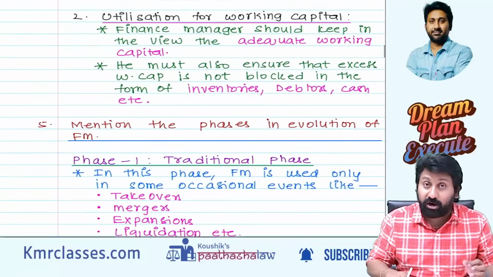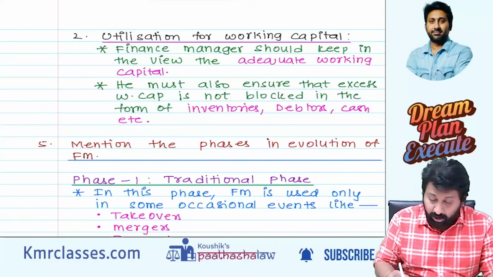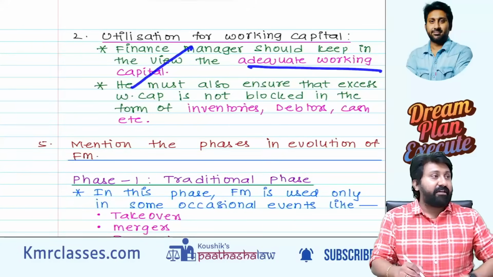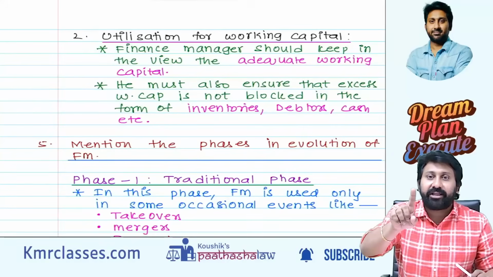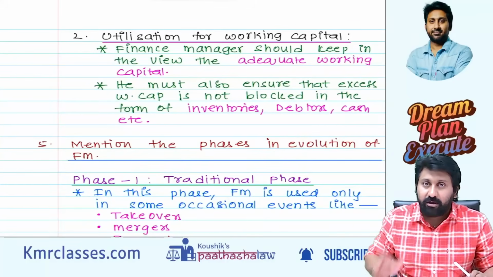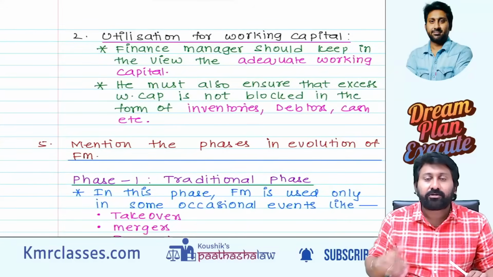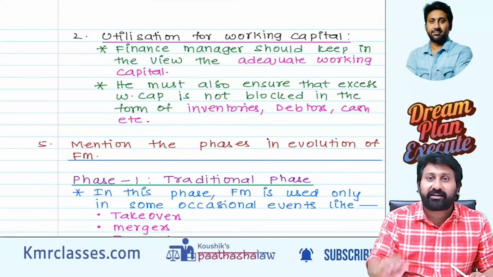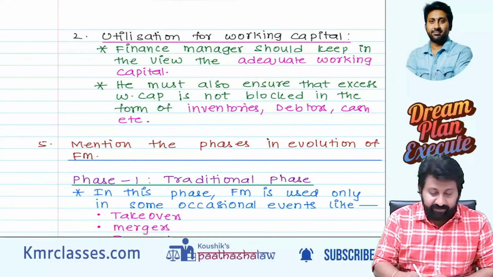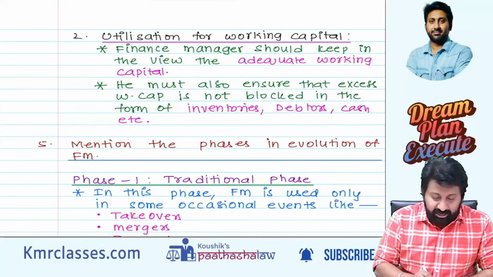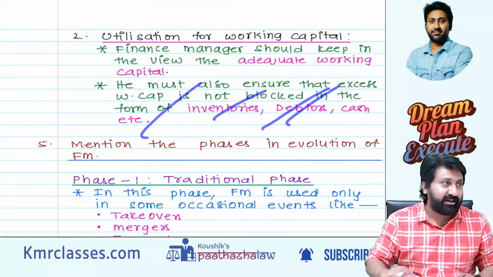A finance manager should not only have knowledge of fixed capital, called long term, he should also have knowledge of adequate working capital required. More sugarcane purchase? Daily consumption is 1000 glasses of sugarcane juice. For that I require 500 sugarcane. If I purchase 10,000, the stock will be useless. If I purchase only 30, you can't cater to the needs. Only invest an adequate amount of working capital. He must also ensure that excess working capital is not blocked in the form of inventory, debtors, cash, etc.